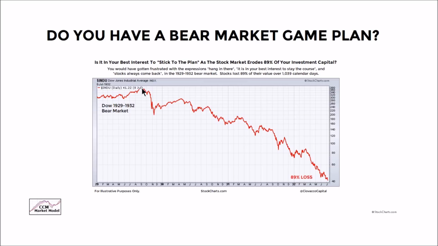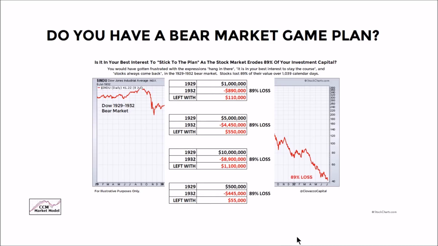The answer is, between the peak in 1929 and the bottom in 1932, you would have seen 89% of your capital destroyed. Can you imagine if you worked for 30 or 40 years and accrued a nice nest egg, and then in a very, very short period of time, you lost 90% of it? Can you imagine the emotional damage if you had $1 million, lost 89%, and you woke up one day and your $1 million was worth $110,000?